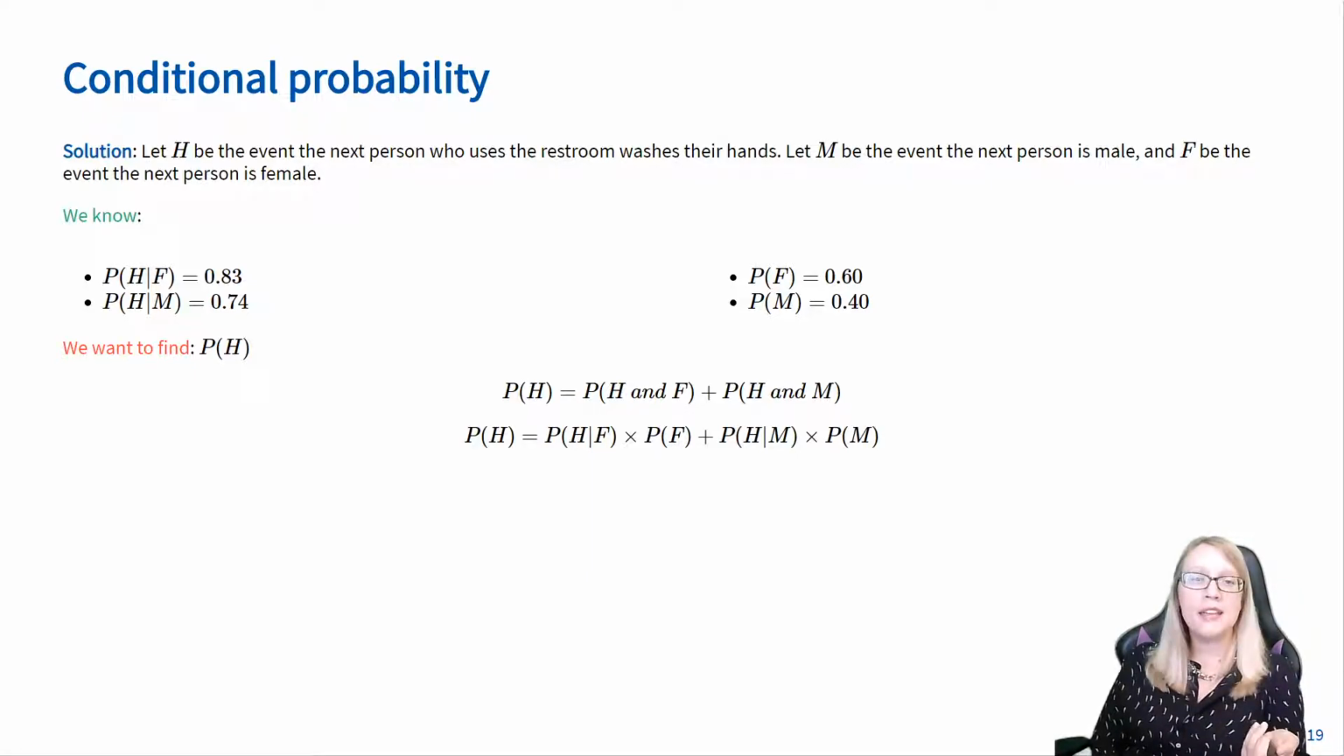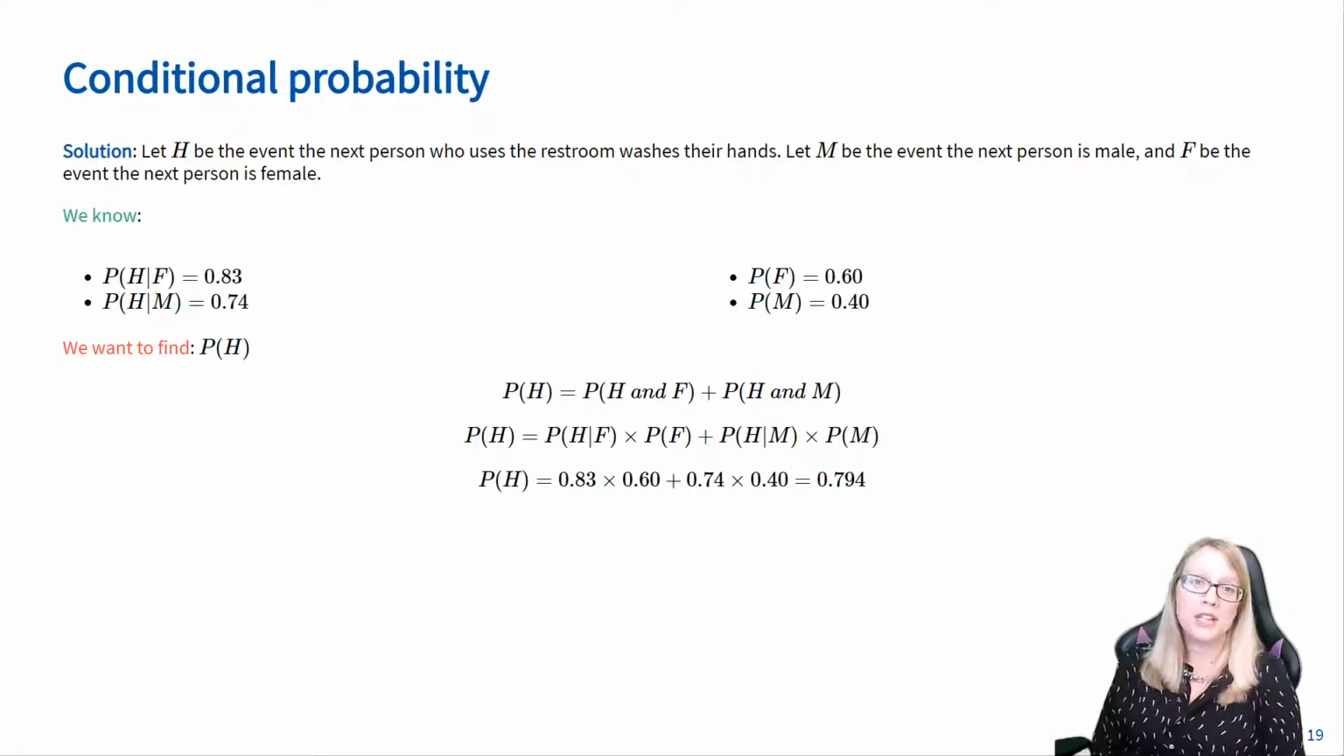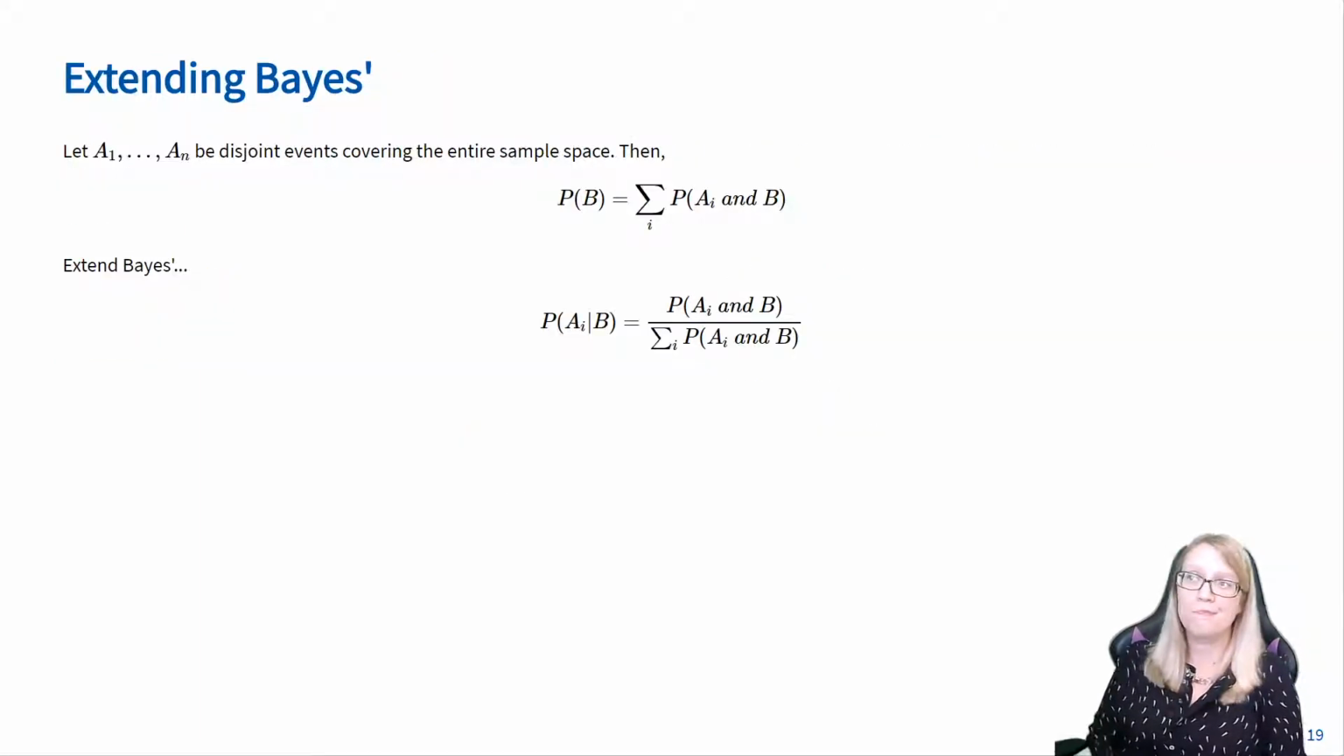I'll then apply that rearrangement of Bayes' rule that we used in the previous example. So the probability of H is equal to the probability of H given F times the probability of F, plus the probability of H given M times the probability of M. Now we have everything in terms of probabilities that we know. So we'll just plug in the given values and get a probability of 0.794. So there's a 79.4% chance that the next person who goes to the restroom will wash their hands.